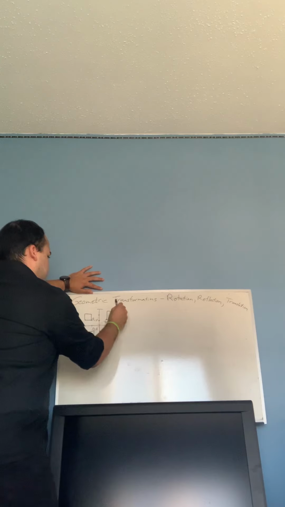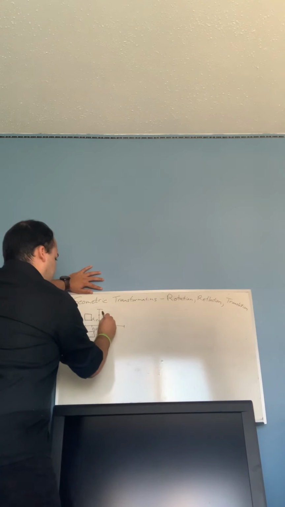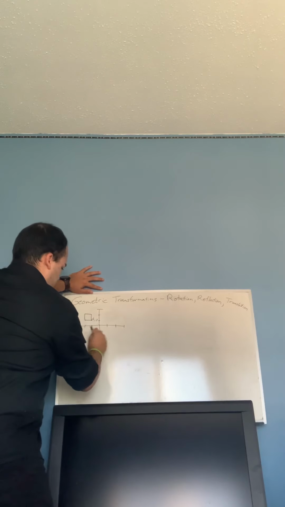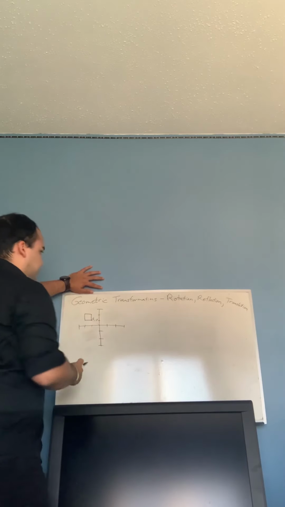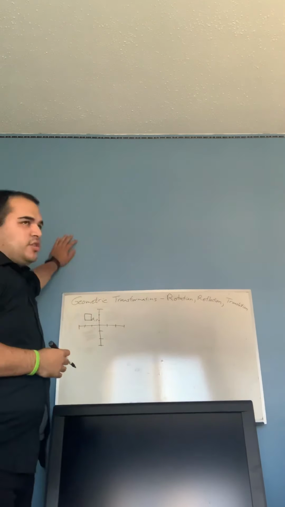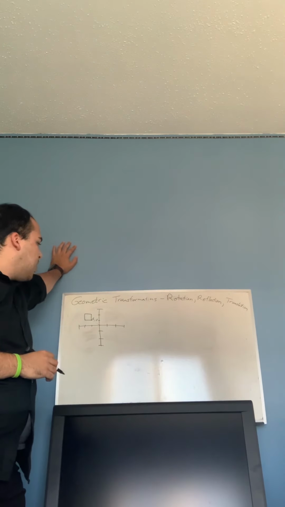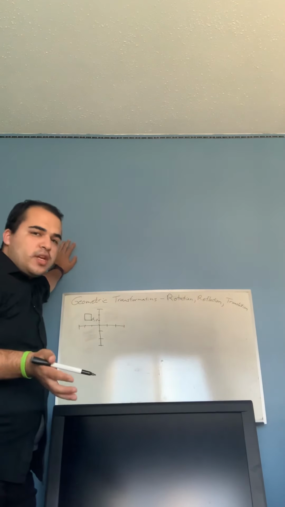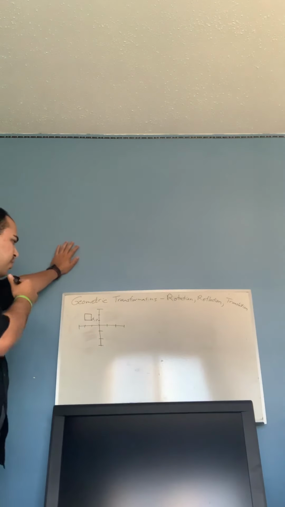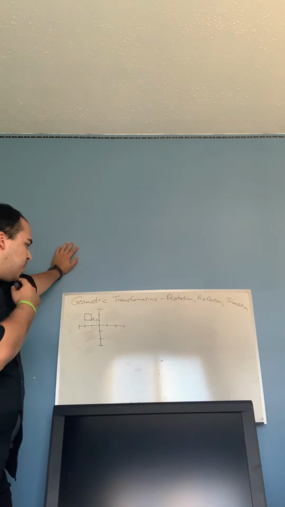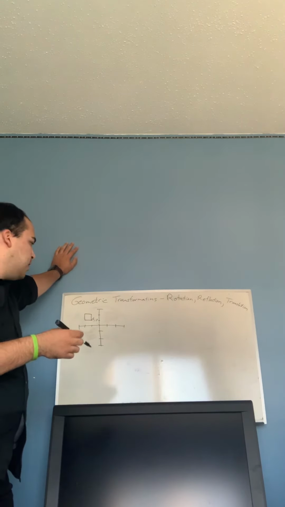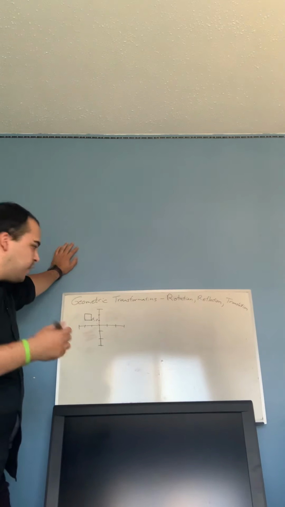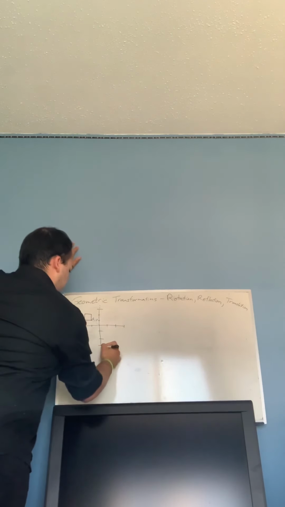Next we'll do reflections. And that is very similar to rotations. If we were to do a reflection across, we'll just start with something simple like one of the axes. So let's just say this shape, we want to reflect it across the y-axis, or the line x equals 0. And that would be this line right here.